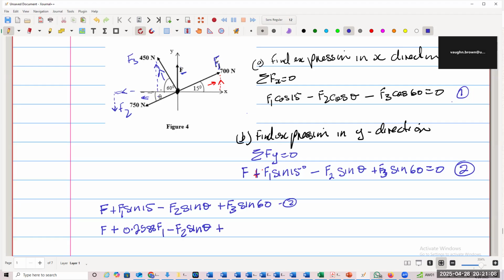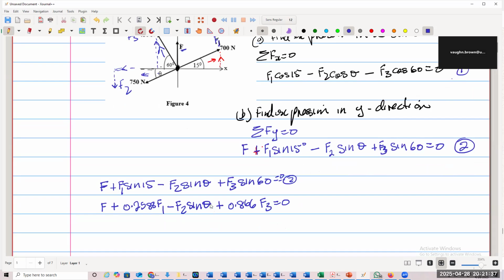Plus F3. This one now, what is F3 times sine 60? What is sine 60? Anybody know? Sine 60 is going to be 0.866 F3 equals 0. All right, remember everything was equal to 0. We have to put equal to 0. If not, it's wrong. All right, so we have that. Simplified, you get F plus 0.255 F1, F2. All right, so you have that.